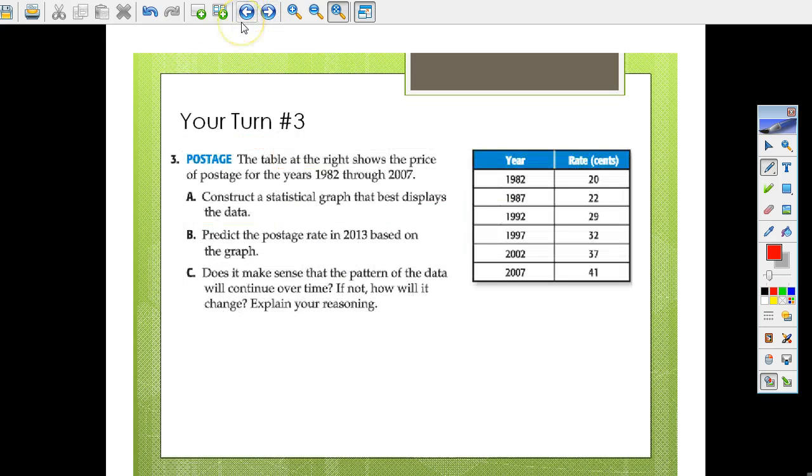Alright, so here's your turn number 3. Pause the video and go ahead and do number 3, exactly the same way we did the example together. Then come back when you're done.